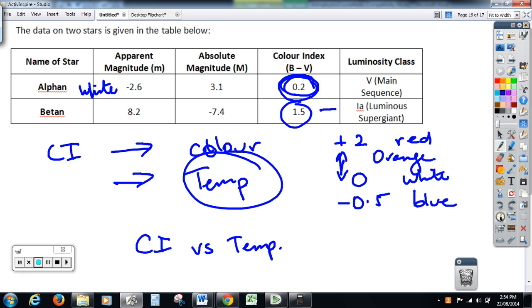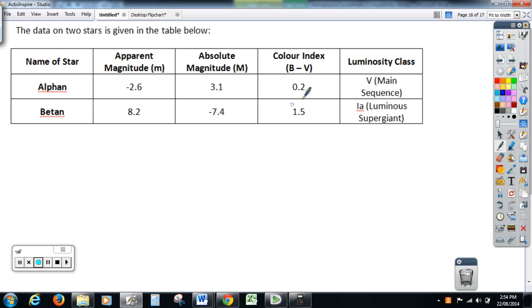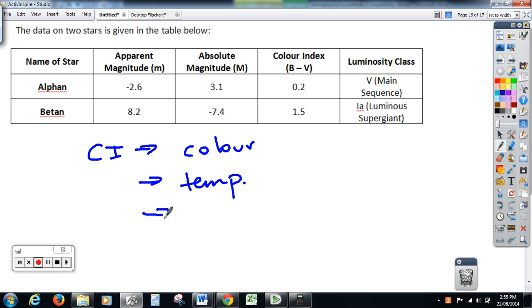Now that you've had a look at the temperature of Beta, we can now have a look at what else we can do with the colour index. So far the colour index can tell us the colour itself, and it can also tell us the temperature. Now, apart from that, we can also get the spectral class. Okay? To do that, we will need an HR diagram. So let's get an HR diagram up, and we'll just pause while I do so.